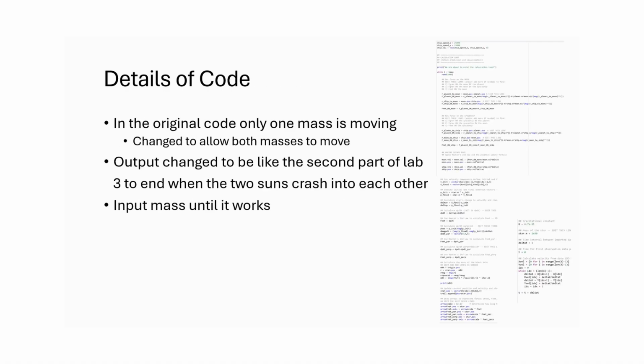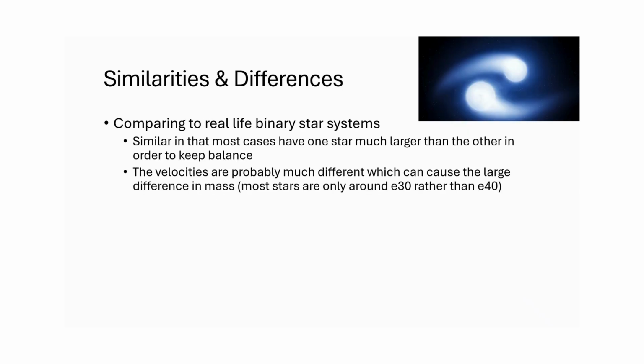As for the code, I changed it to allow both masses to move, of course, and I changed it to stop like in the second part of Lab 3, where if the rocket crashed into the moon, then it would just stop the whole thing. I did that so that I could just keep inputting masses until the whole system worked. Then as for similarities and differences, I'm going to compare it to a real binary star system.